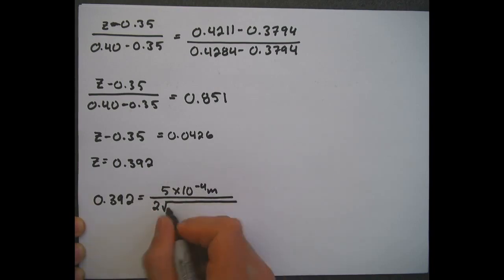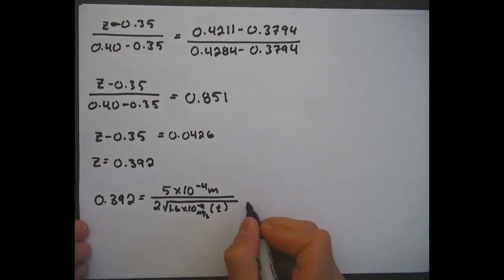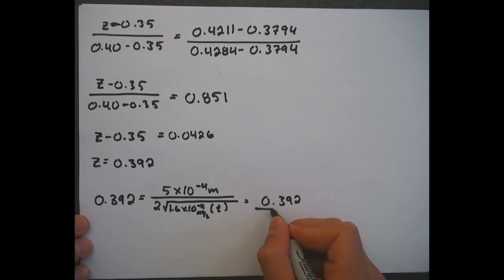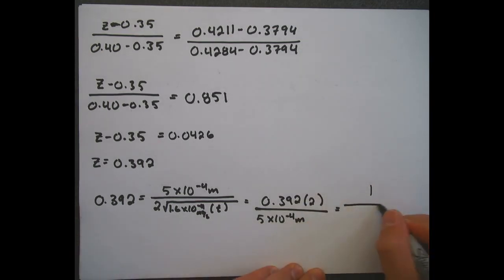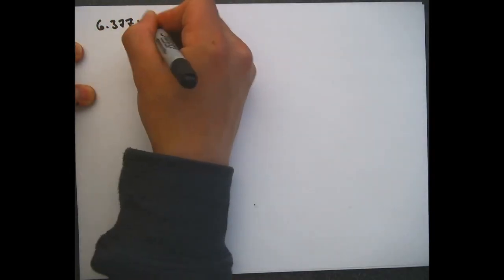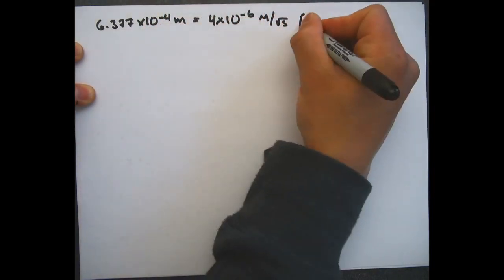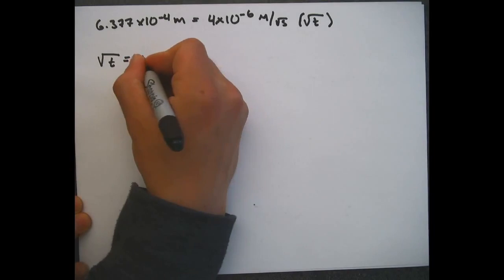Now, because z equals x over 2 times the square root of Dt, I told you this would come in handy, we can set them equal to each other, and having this, we can now solve for our time t. So we get rid of the x on the other side and the 2 in the denominator, and we set that equal to 1 over the square root of Dt, where D is 1.6 times 10 to the negative 11th meters squared per second, times time. Solving the left hand side, we get 6.377 times 10 to the negative 4th meters, and we set that equal to 4 times 10 to the negative 6th meters per square root of seconds times the square root of t.